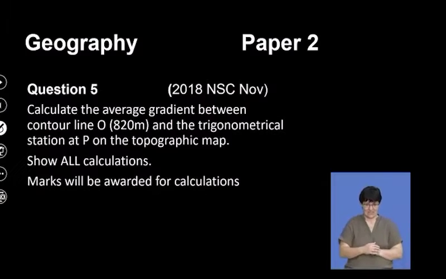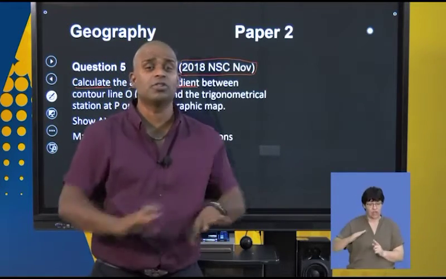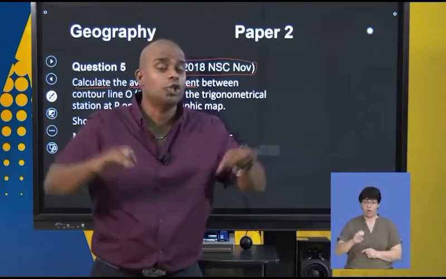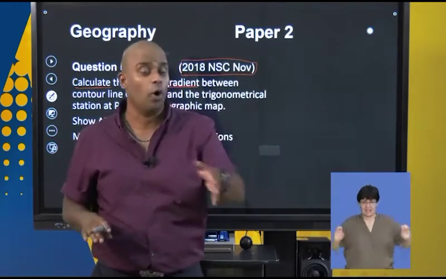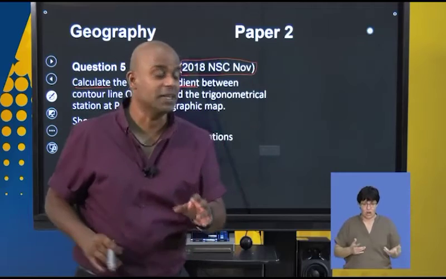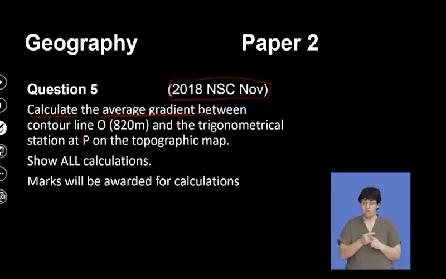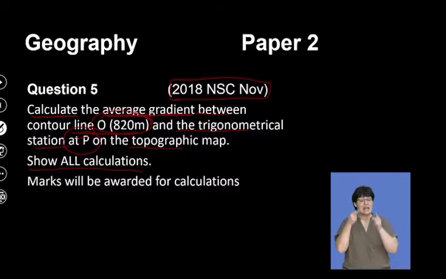Let's get into a gradient calculation. In the 2018 November NSC, we have the following question. Calculate, and note we are using average gradient, and you will remember we calculate average gradient because slopes on the Earth's surface are not uniform, not flat. They're always undulating or uneven. Between contour line 0, which is at 820 meters, and the trig station at P on the topographic map. Standard instructions: show all calculations. Marks will be awarded for calculations.